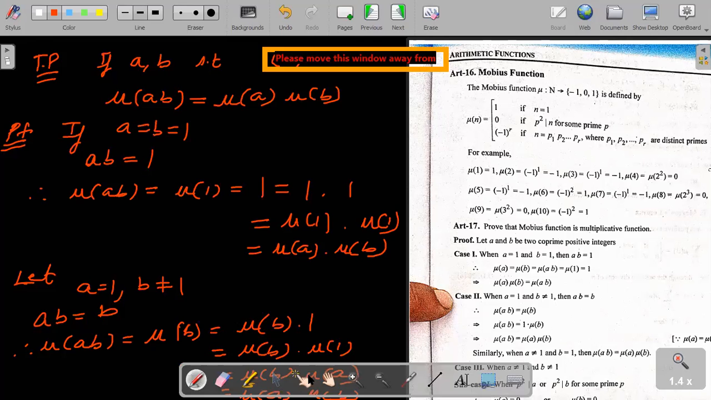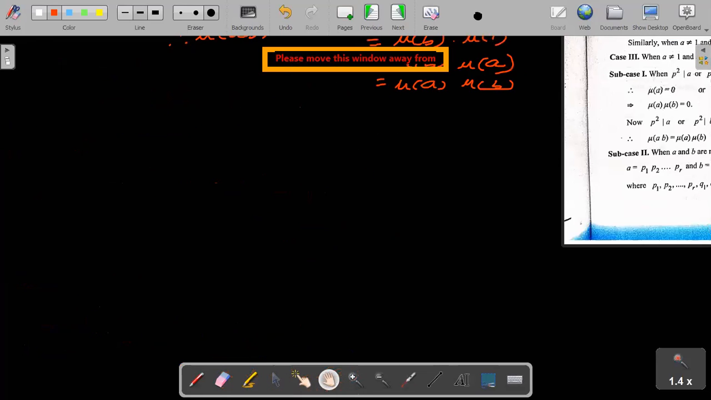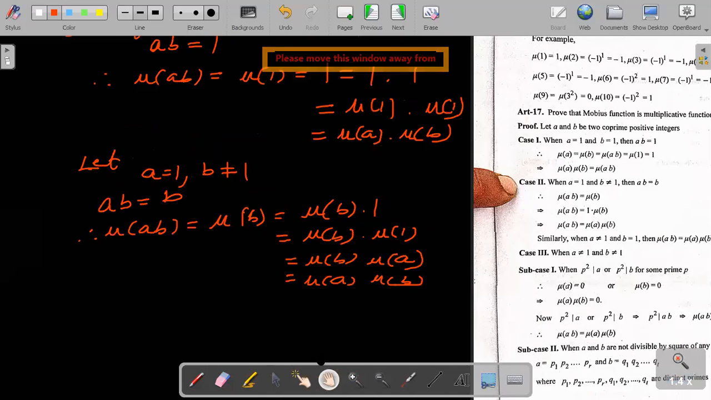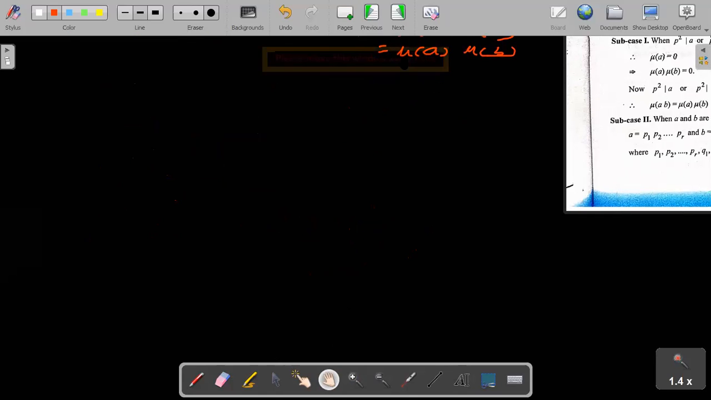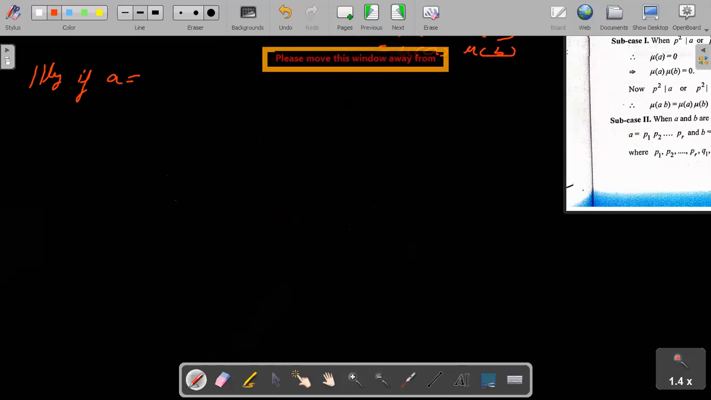Right. So similarly the other case will follow. If a is not equal to 1 and b is equal to 1, it will follow similarly. So what is the next case? Let a and b both be not equal to 1.